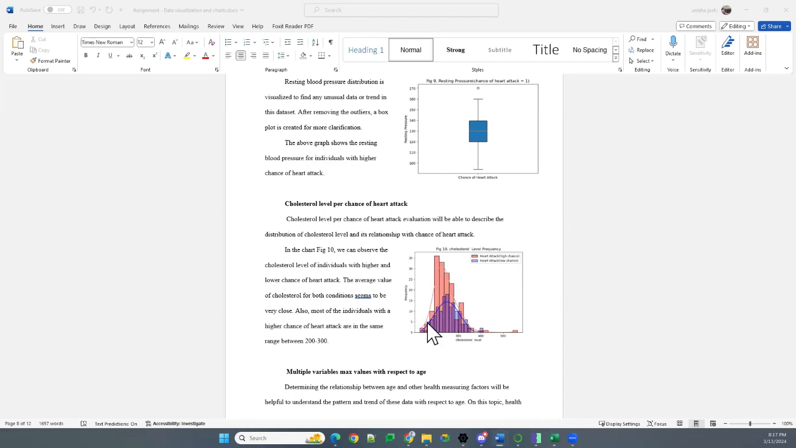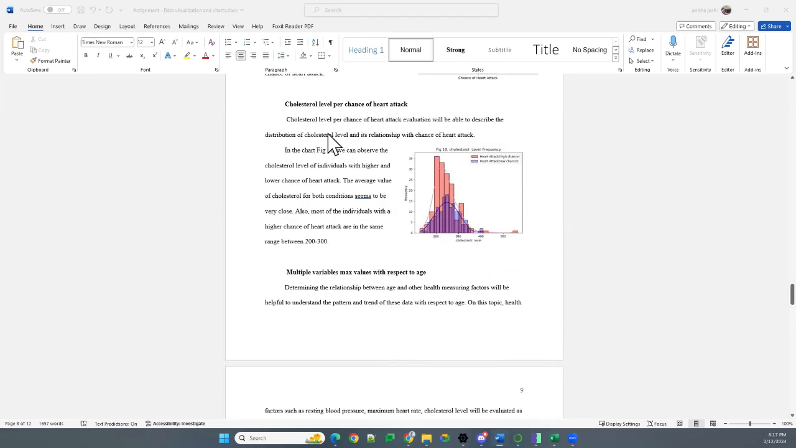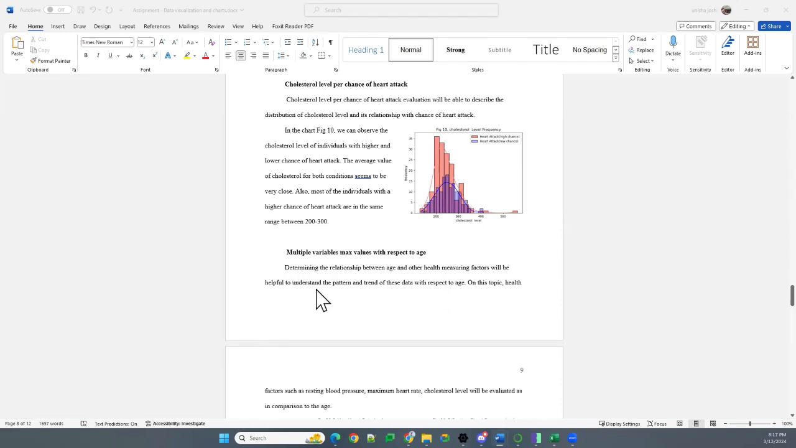However, if we see the population with higher chance of heart attack, the cholesterol is higher too, so that can be derived from this graph. That's all I did on the analysis of the heart attack.